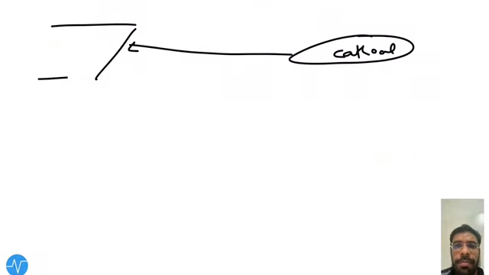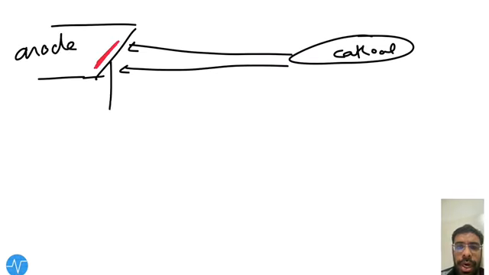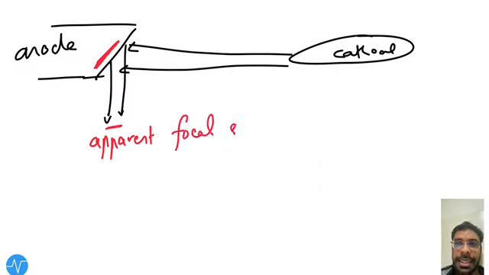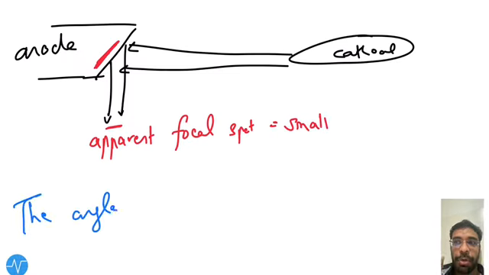Again we will draw a diagram. First cathode, anode. From the cathode, electrons are produced and hit the anode at the focal spot. From that, X-rays are produced. Now when X-rays are produced, that area will be labeled the apparent focal spot, and the other one is the actual focal spot. Now compare the size of the apparent focal spot and this. The apparent focal spot will be small, whereas the actual focal spot will be large.